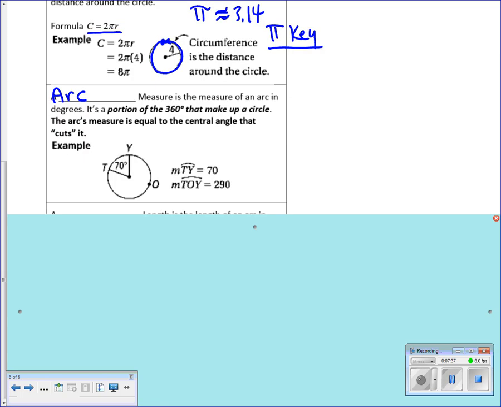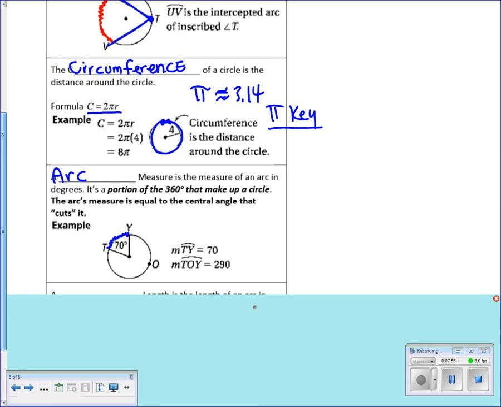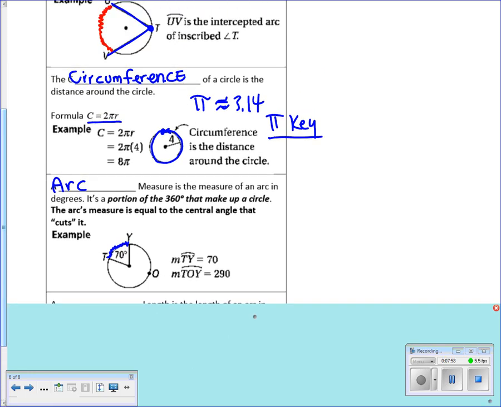All right, next is arc measure. So when we're looking at this arc, this part that's cut by, in this case, a central angle, that arc has a measure, and the measure is in degrees. Now, it's quite understandable that students would mix up circumference with arc measure. They sound very similar, but the circumference is going to be measured in things like centimeters, inches, and things like that. The arc measure is going to be measured in degrees.